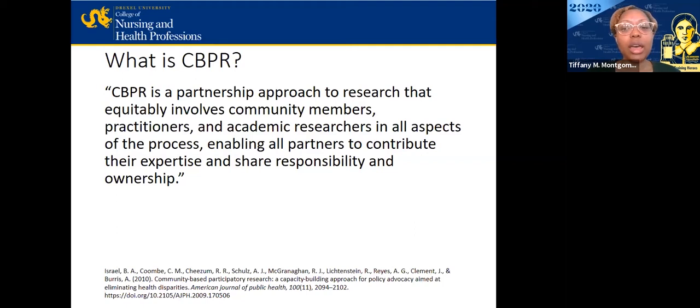This definition I like because it talks about all aspects of the process being a partnership. So the community does not just come in after the researcher decides what they want to research or where the research study is going to be conducted. The community is supposed to be involved from the very beginning.